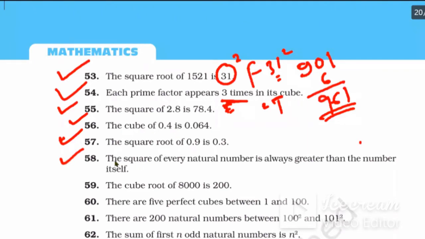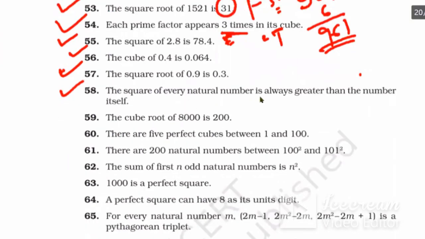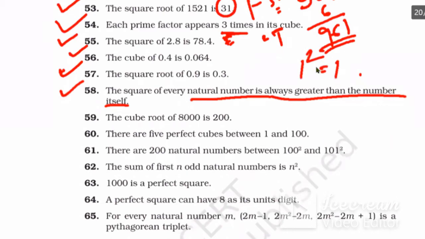Yes, sir. Question number 58. The square of every natural number is always greater than the number itself. True or false? True. What is the square of 1? It's 1. So is it greater than 1 or smaller than 1? It's equal to 1. So this is not true.